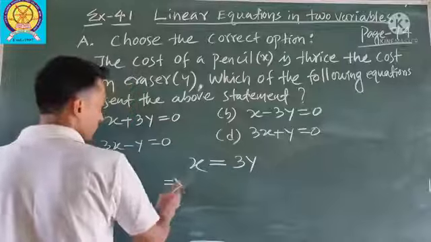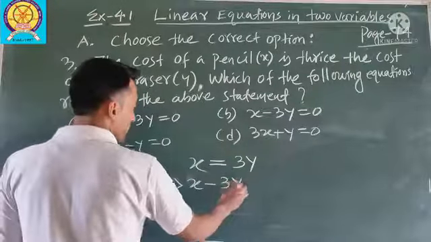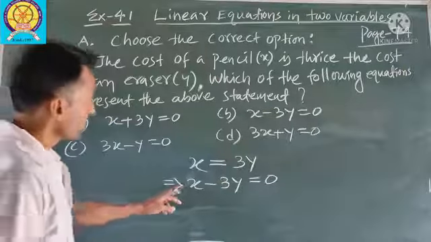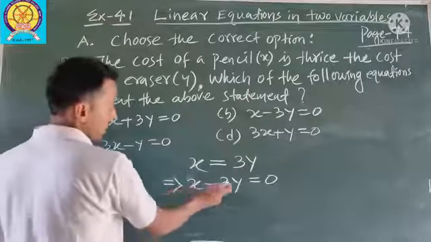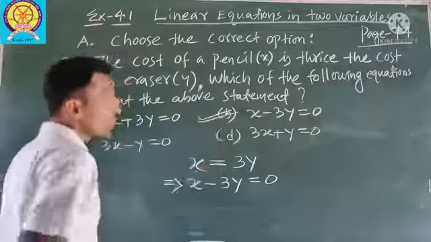So now X, this 2y you take to the left side and the right side will be 0. So what are you getting? X minus 2y equals 0. So your correct option is B.